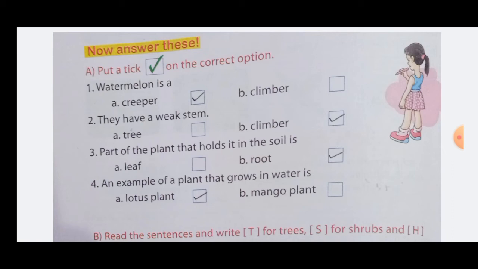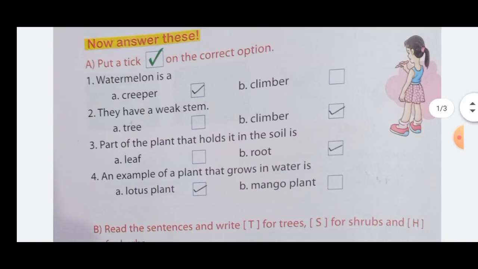Number 3, part of the plant that holds it in the soil is? Option A, leaf. Option B, root. Answer is root. Number 4, an example of a plant that grows in water is? Option A, lotus plant. Option B, mango plant. Answer is lotus plant.